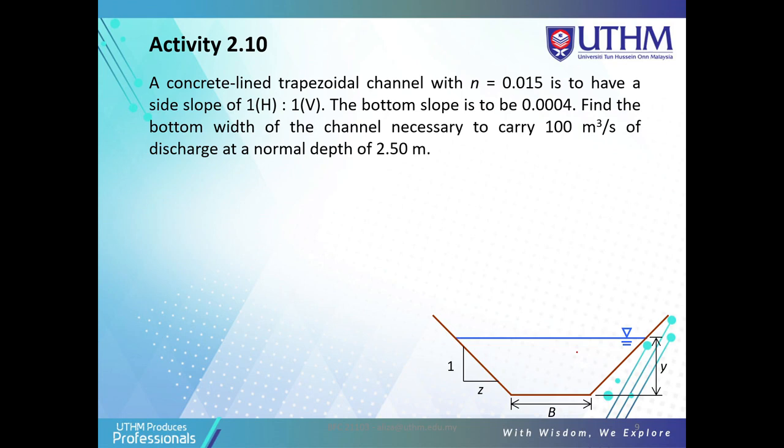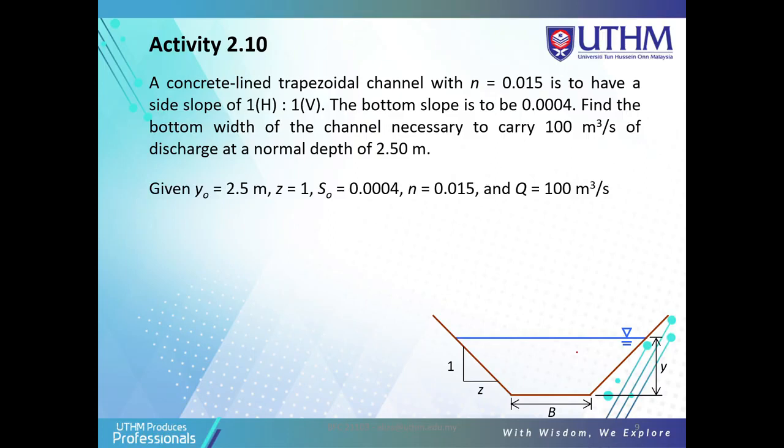Find the bottom width of the channel necessary to carry 100 meter cube per second of discharge at a normal depth of 2.5 meter. So given y naught is 2.5, the normal depth. The z is 1, S naught is 0.0004 is the bottom slope, n is 0.015, and the Q is 100. So they want to find the bottom width, to get the value of b of the channel.